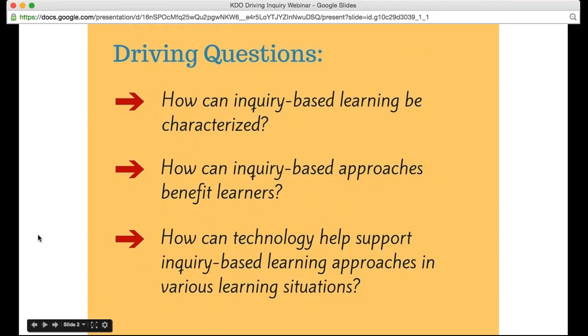To start off our thoughts about inquiry-based learning, we have some driving questions that'll help us to think about what we're trying to accomplish here. The first one is, what is inquiry-based learning and what are the characteristics of this approach? We're also interested in why is inquiry-based learning important and how does it benefit learners? And then we would like to know, how does technology support our efforts to incorporate inquiry-based learning in various learning situations?